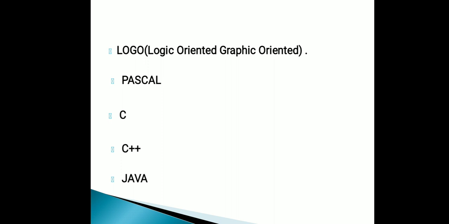When you use accounting software, various accounting software is used. So these are examples of application programming. So Pascal is a general purpose language used to develop application programs.